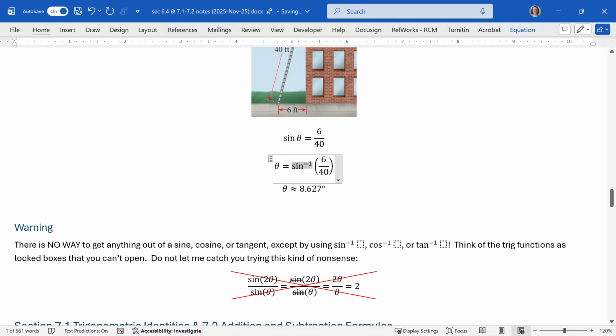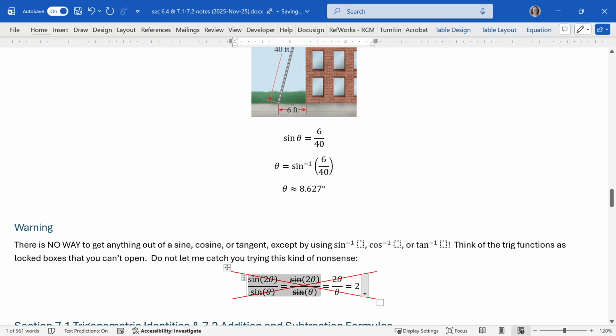In particular, whenever I teach trig stuff, I see some students try to do some really nonsensical moves, such as this. A thing I've seen students do before is they have one sine on the top of a fraction, another sine on the bottom of the fraction, and they go, oh, I know, I'm supposed to cancel things that are the same on the top and the bottom. I'm just going to cancel these sines, and then I just have 2 theta over theta. Oh my gosh, guys, do not let me catch you trying to do this. This is absolute nonsense.